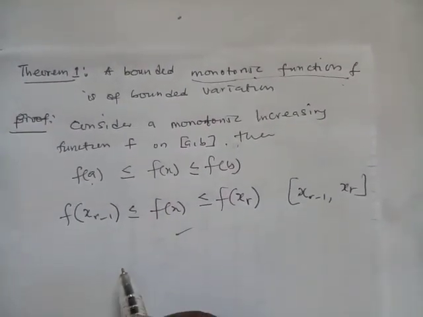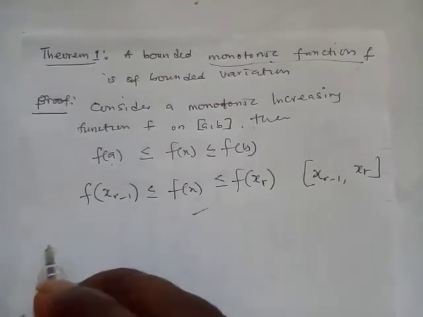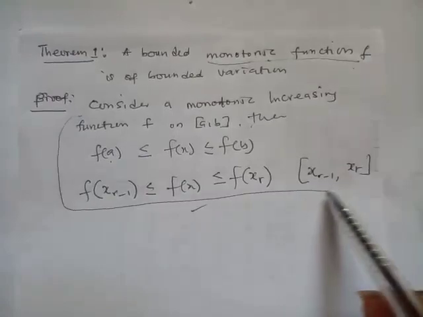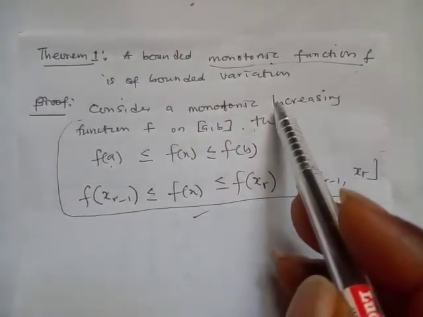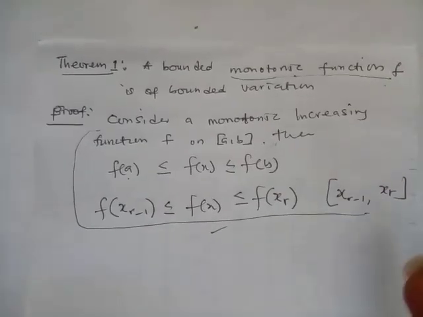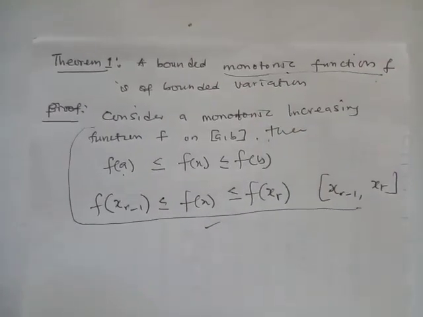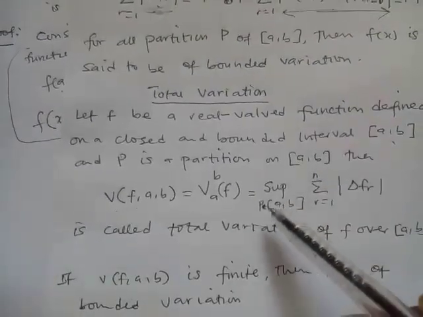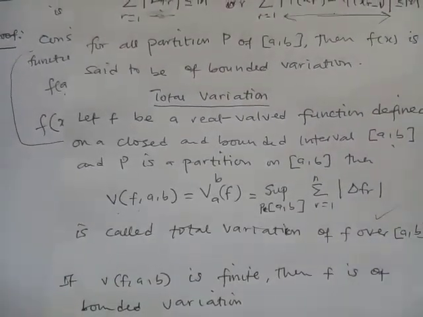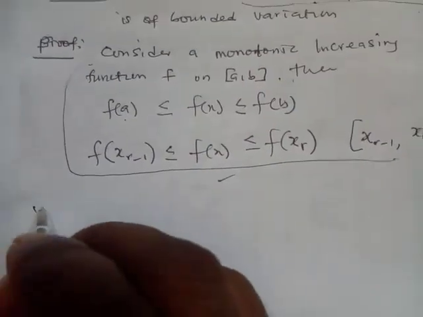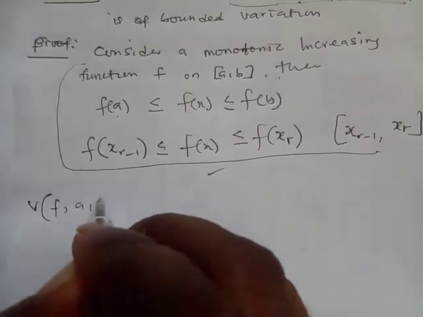So let's take note of this. We only got this from the definition of a monotonic increasing function. So to now show that it's of bounded variation, we need to find the total variation. So we need to find this, whether it is finite or not. Now let us find V of f on [a, b].